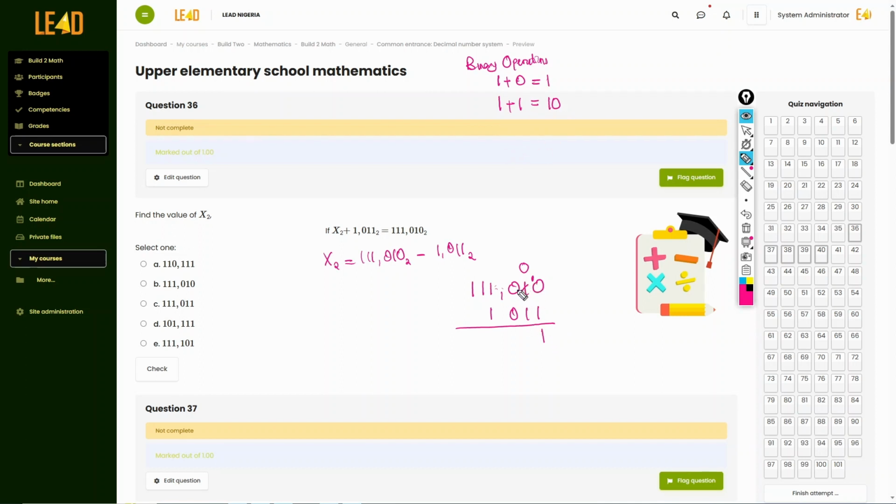Now, 0, move on to the next position. 0 cannot subtract 1, so we have to go borrowing. This doesn't have, so we can't borrow from it. You borrow 1 from 1, you have 0. Put that 1 here, you have 10. Borrow 1 from 10, you have 1 left. Then put that 1 here, and now you have 10. So 10 minus 1 gives you 1. 1 minus 0 gives you 1.